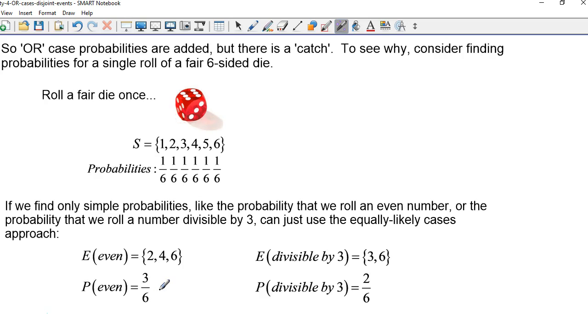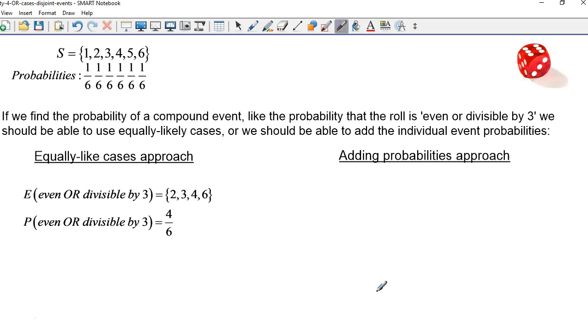I could do some other single event, like the probability that the number that I roll is divisible by 3. Well, of the outcomes 1, 2, 3, 4, 5, and 6, the only ones which are divisible by 3 are the 3 and the 6. That's 2 items in the event space compared to 6 in the sample space, so a 2 out of 6 chance of getting a roll that's divisible by 3. So if I want to find the probability of a compound event, like the probability that a roll is even or divisible by 3, then we should be able to use equally likely cases, or we should be able to add the individual event probabilities.